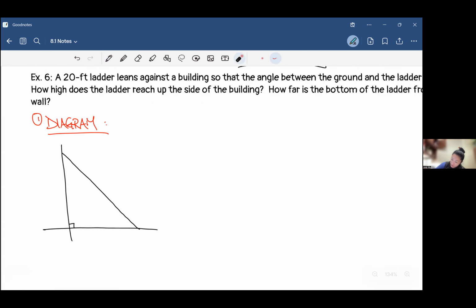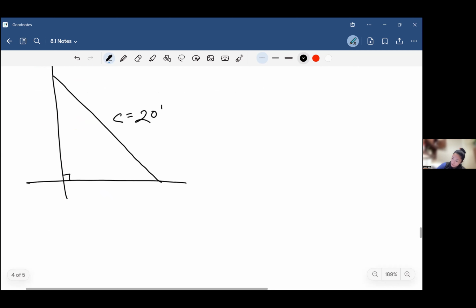So I hope we can start to see that there's a right triangle here. So maybe we'll use the letter C for this. C is 20 feet, okay? And C is the hypotenuse that we've been talking about in all the other videos, okay? Now, let's label this as hypotenuse. Okay, now the angle between the ground and the ladder, well, that is right here. That is 65 degrees, and that is our theta, or our angle that we're interested in.